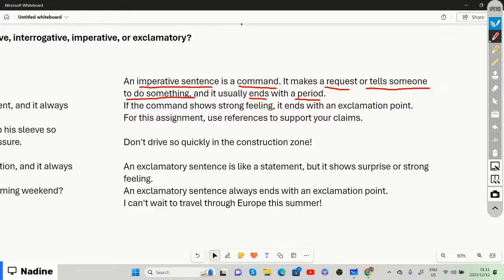All right. An example, right? We're going to go through two examples: one command which ends with a period, and another command which ends with an exclamation point.